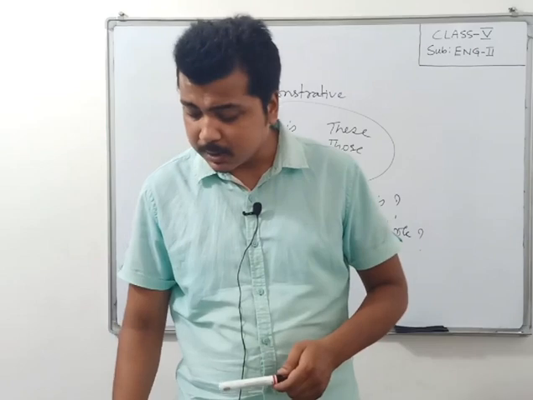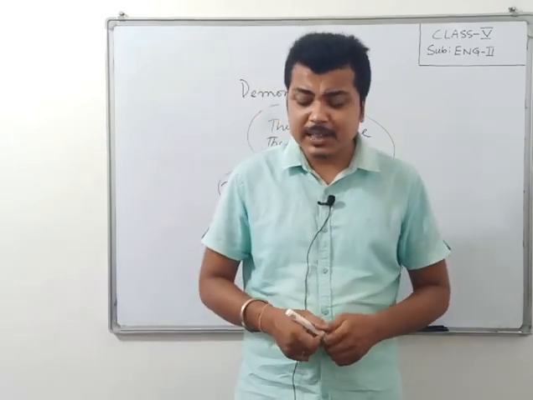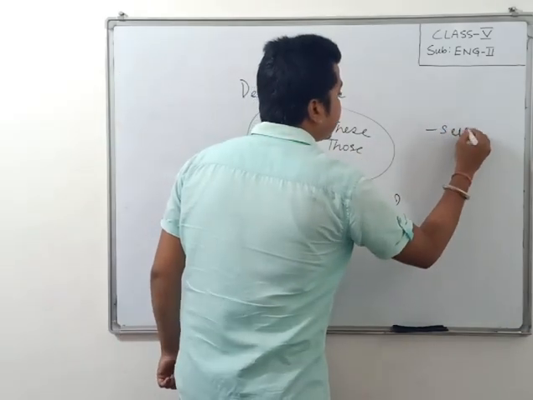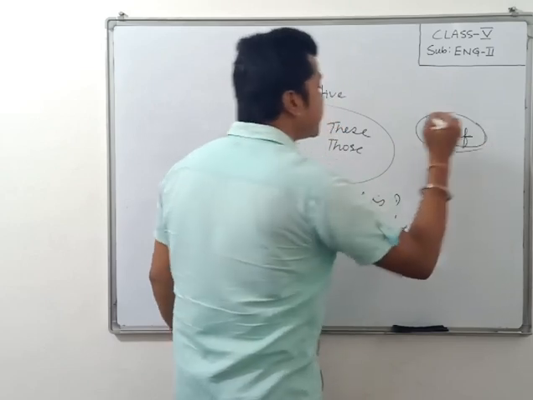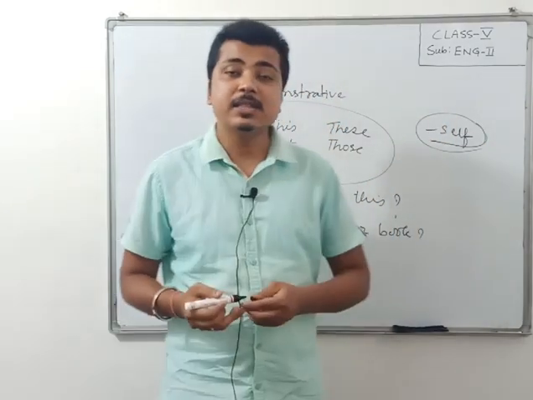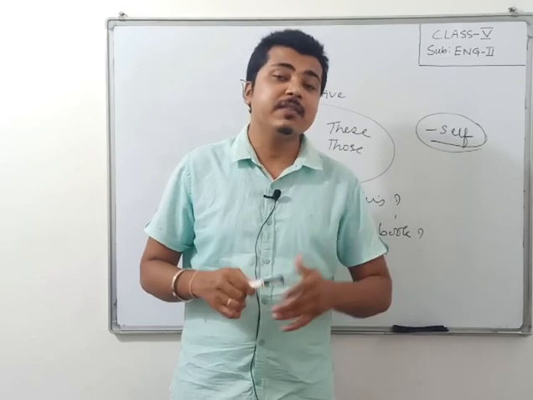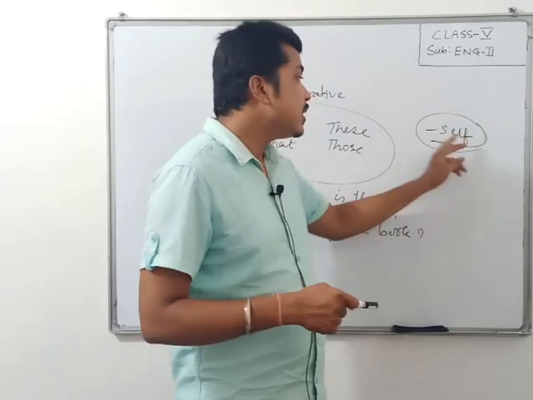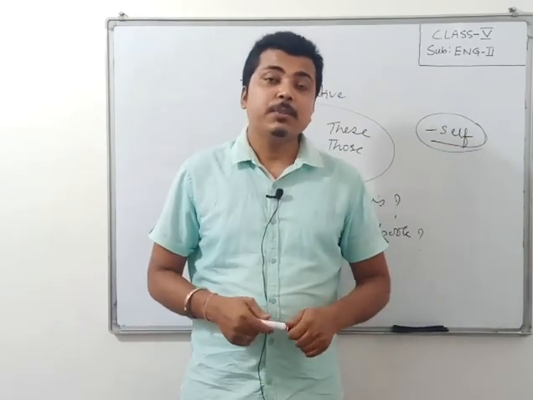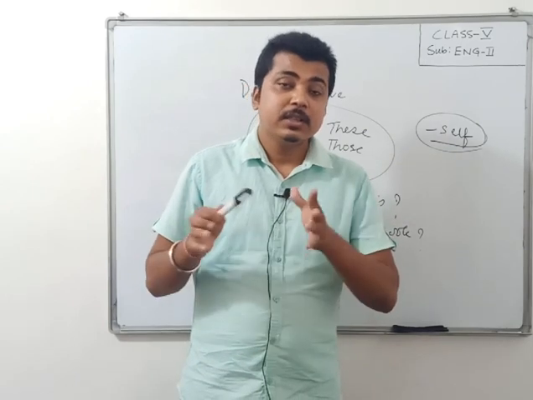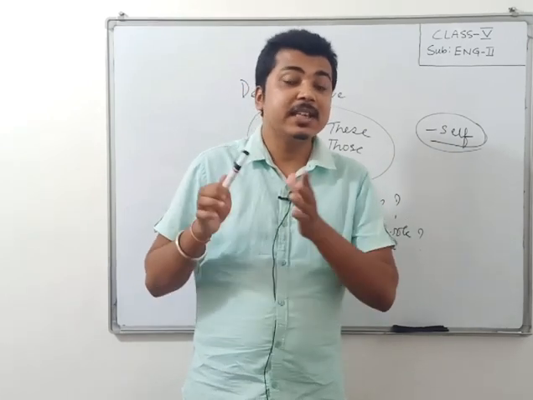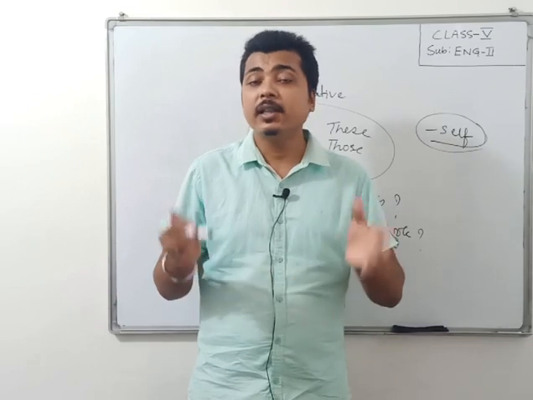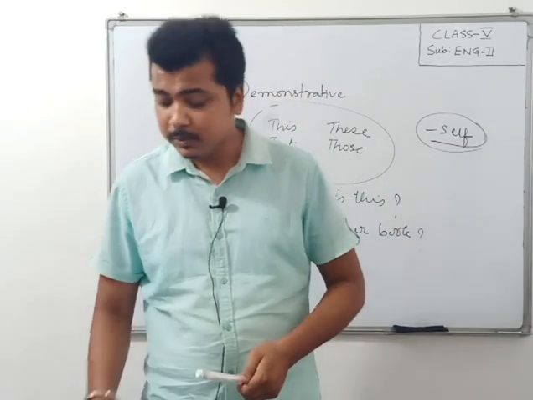Now next is reflexive pronoun. Reflexive and emphatic pronouns both end with self or selves. Suppose myself, himself, herself, these are all called either reflexive or emphatic pronouns. Is it clear? Suppose I did it myself, he did his work himself. So himself, myself, herself, themselves, these are all called either reflexive or emphatic pronouns.